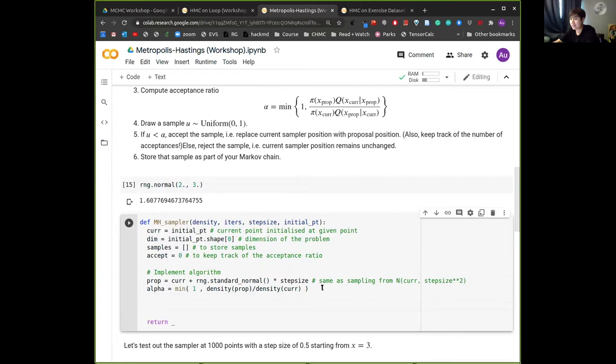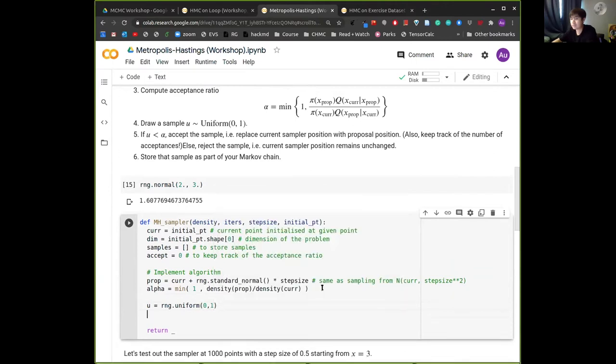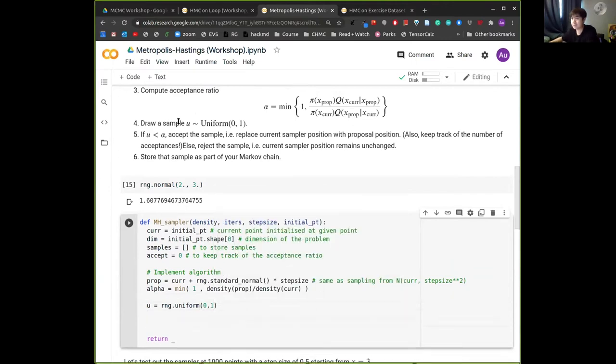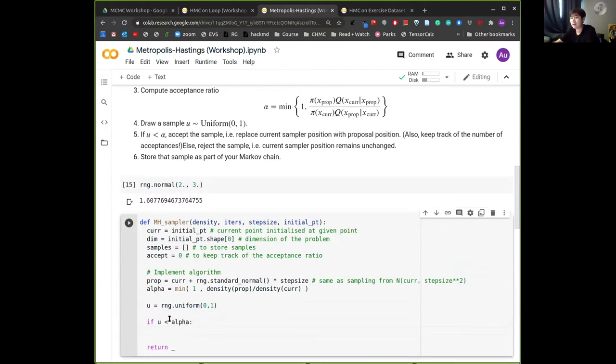And then lastly, I have my u equals rng.uniform(0, 1). This is to pick this U sample from 0 to 1, right? You can use any library you want. And last but not least, if U is less than alpha, I accept. Accept meaning I accept my proposal, so my current point now becomes my proposal. And if not, then nothing happens, because my current point is then my current point. So I don't need to write anything.